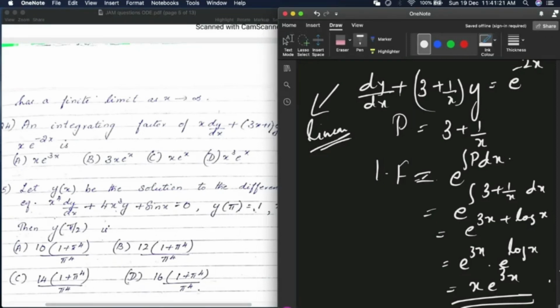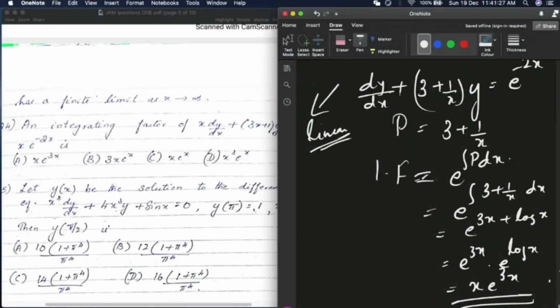But instead, we directly have a formula: y into integrating factor is integral of q into integrating factor dx plus c. That's actually derived from your original equation only.